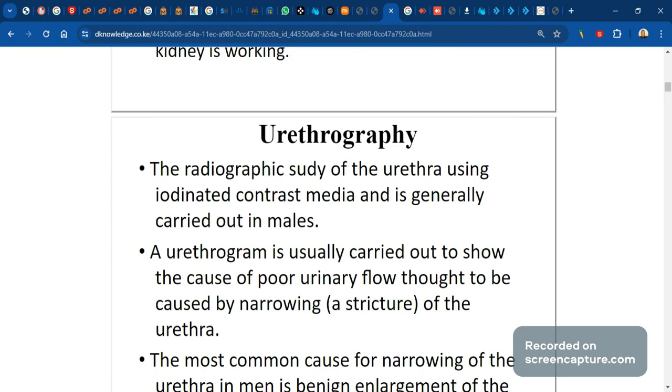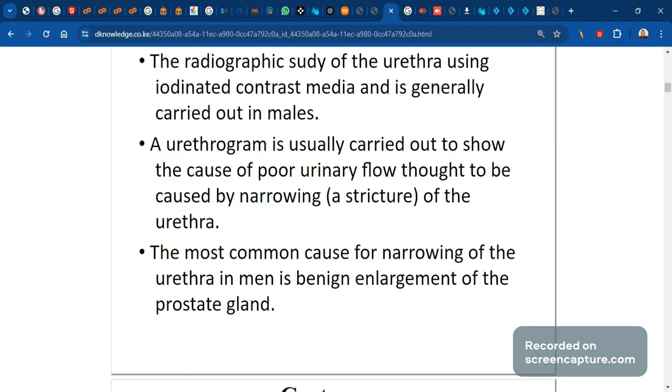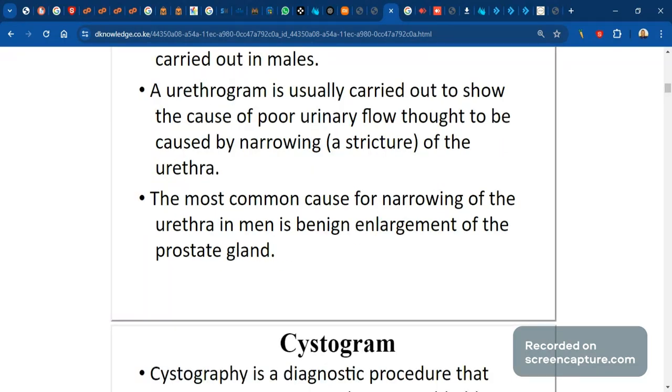So it is a radiographic study of the urethra using iodinated contrast, still a dye, and is generally carried out in males. A urethrogram is usually carried out to show the cause of poor urine flow, in people who have urine dribbling, urine incontinence, or urine retention. It can also be run if you want to check for a stricture, that is, narrowing of the urethra.